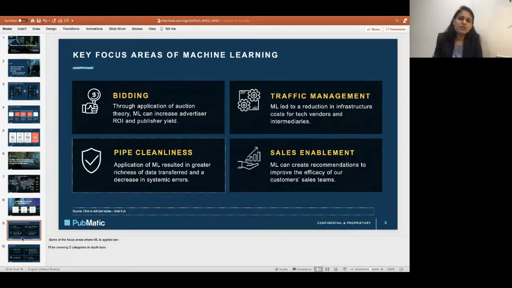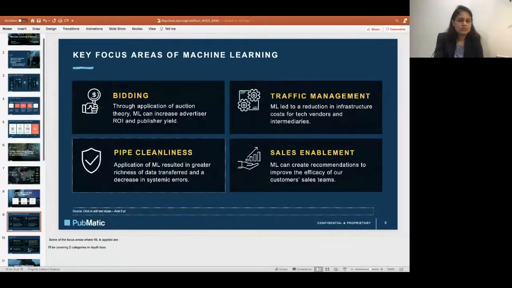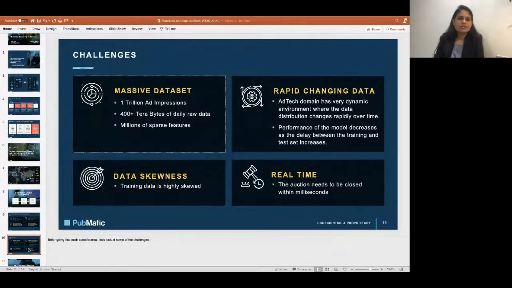So today I will be discussing two categories in depth, which is bidding and traffic management. So let's go ahead. Before going into specific areas, let's look at some of the challenges which we have.